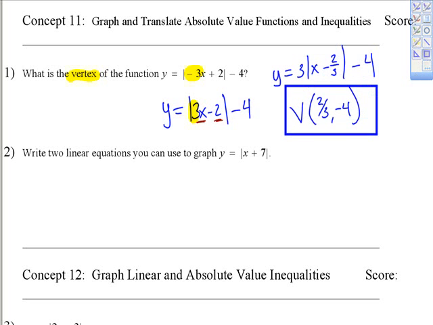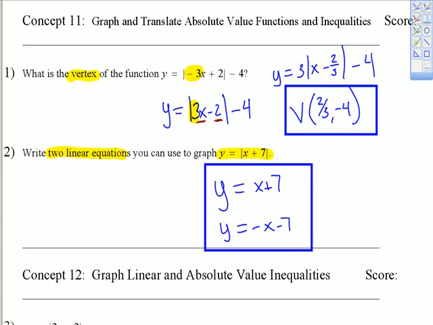Any questions on that problem? Go on with number 2. It says write 2 linear equations. So that means 2 equations of lines we could use to graph the absolute value of y equals x plus 7. Well, one of them is y equals x plus 7. And the other one is just the opposite of that: y equals negative x minus 7. Those are the 2 equations we're looking for there.